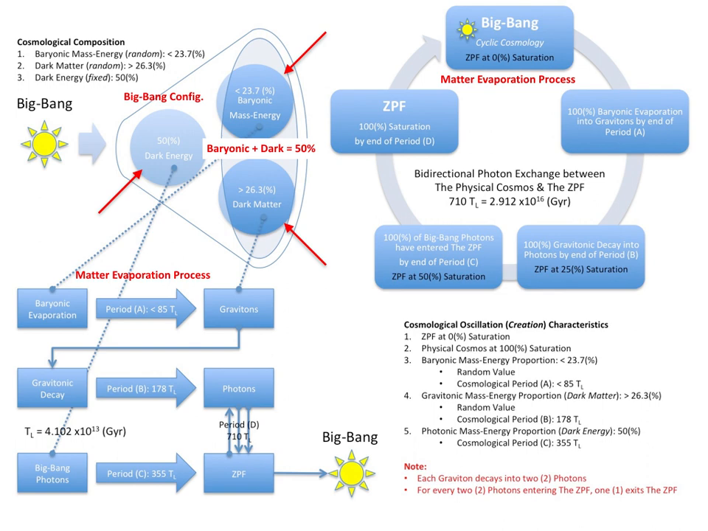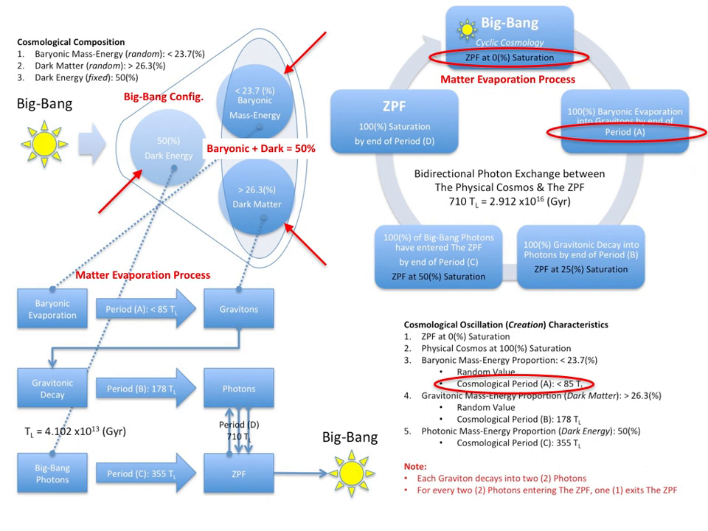Now, let's do a deep dive into the matter evaporation process. We can see here that at the instant of the Big Bang, the zero-point field contains 50% of all the mass in the universe, existing as quantum potential energy. This means that the zero-point field is in a completely unsaturated state, ready to receive energy from the physical universe. An instant after the Big Bang, baryonic matter begins to lose mass by radiating gravitons. It takes period A for all matter to evaporate to gravitons.